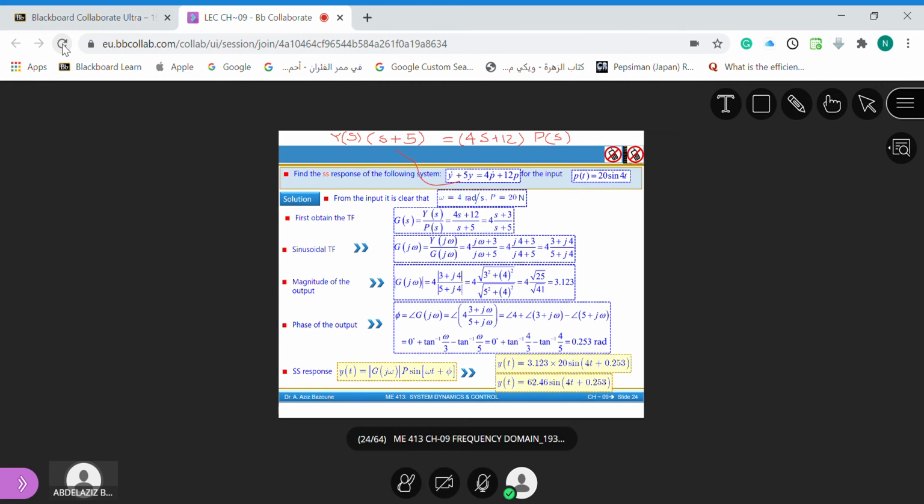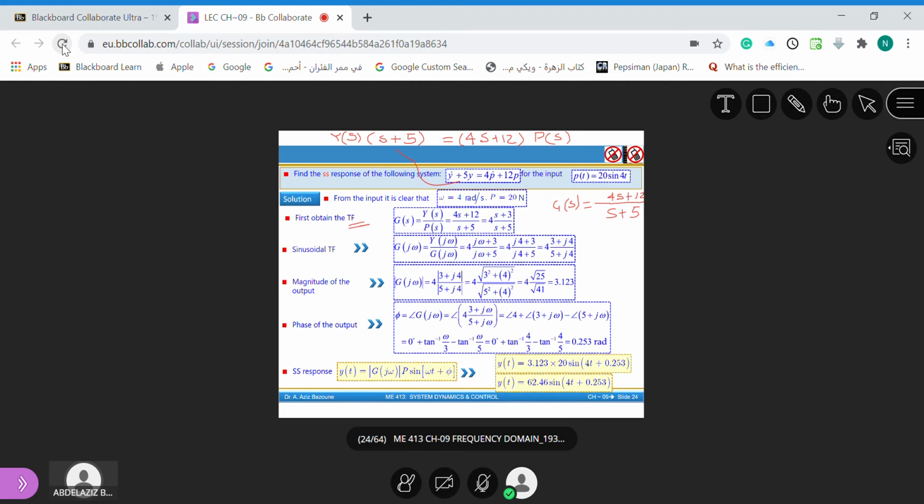Now, if we take the ratio, it will give me g of s. It will be the output over the input. It's clear that the output is the left-hand side, because the output will always be on the left-hand side and the input on the right-hand side. So it will be y of s over p of s, which gives you 4s plus 12 divided by s plus 5. This is your transfer function, which gives you the ratio of the output over the input.